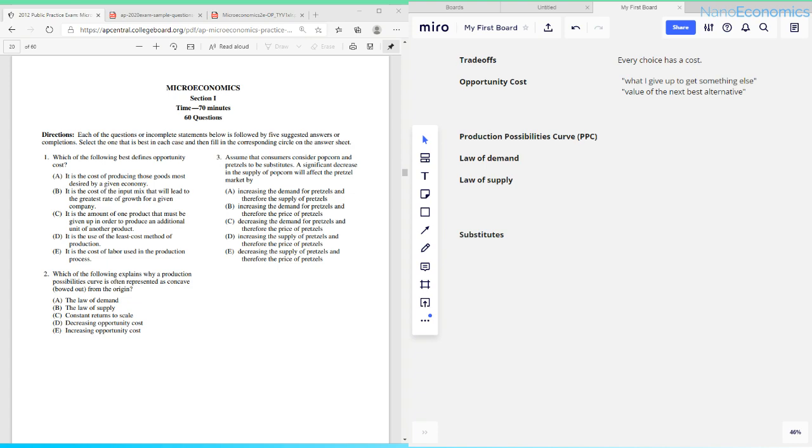For B, it's the cost of the input mix, in other words, the ingredients, that will lead to the greatest rate of growth for a given company. So I guess the easiest way to pull back from that is to look at the two points I have on the right side next to opportunity cost: what I give up and the value of the next best alternative. It's really not exclusively limited to a company. In fact, there are opportunity costs for all kinds of things, whether they're related to companies, countries, individual decisions, whatever it may be.